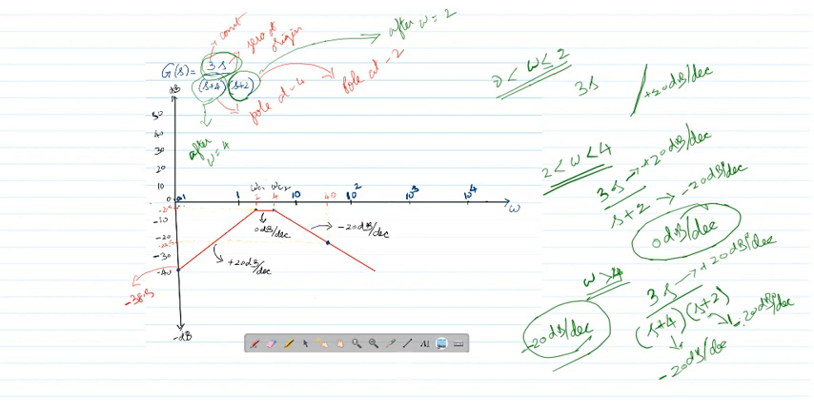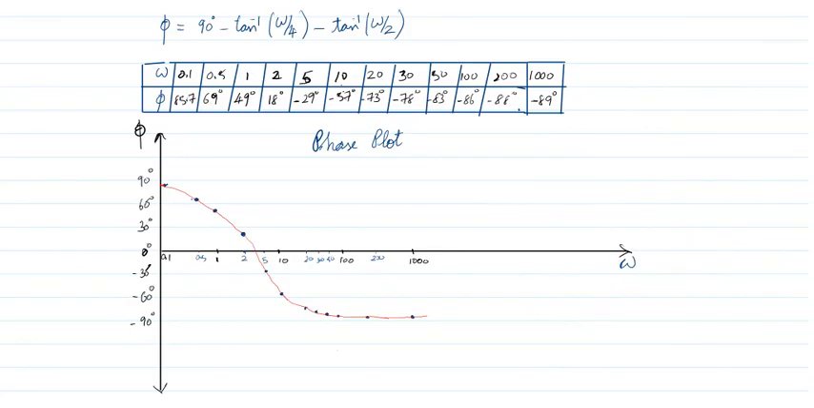Right. Next we move to the phase plot. From the given transfer function, we can easily find out the phase, right? We have to vary the various values of omega, find the phase angles, and plot the phase for the corresponding points.